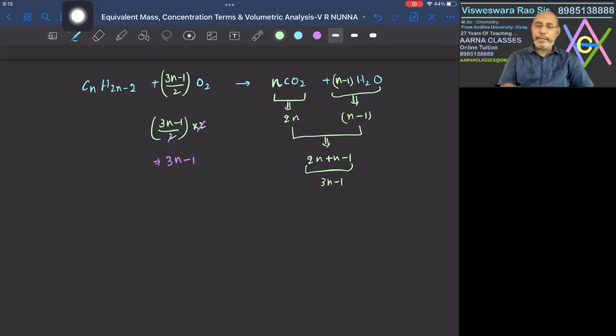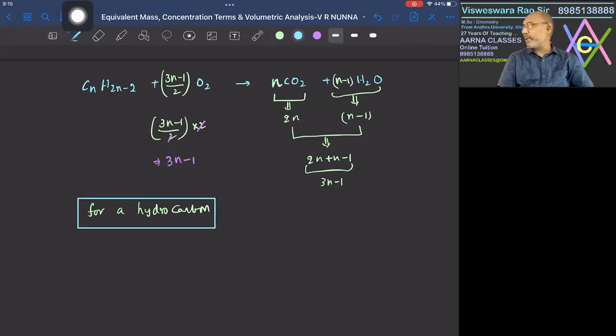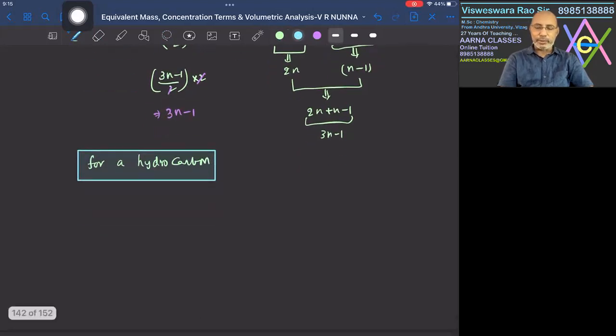So if he gives hydrocarbon, how do we write the combustion reaction? Hydrocarbon is not mentioned particularly, and alkane is not mentioned, so I will write the general formula CxHy. I don't know how many carbons there are, so I put x. I don't know how many hydrogens there are, so I put y. It combines in the presence of oxygen and gives carbon dioxide plus water.